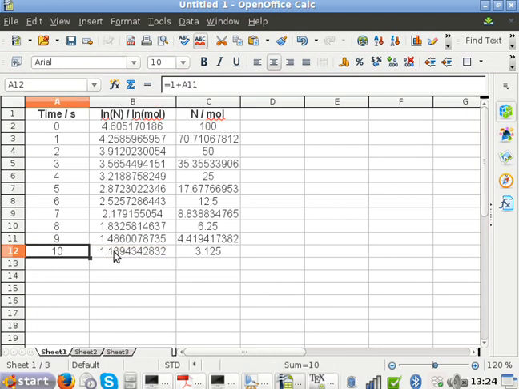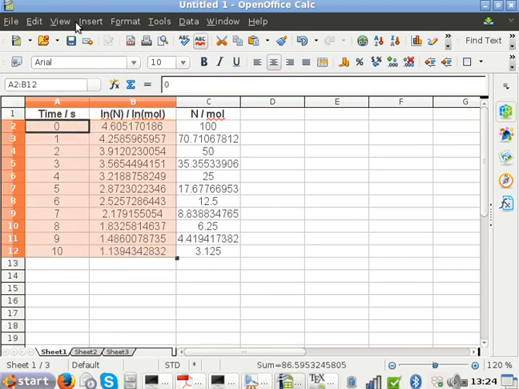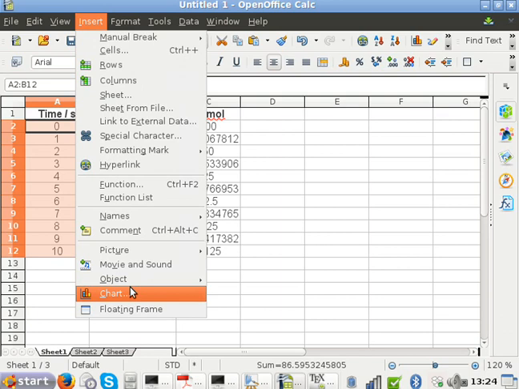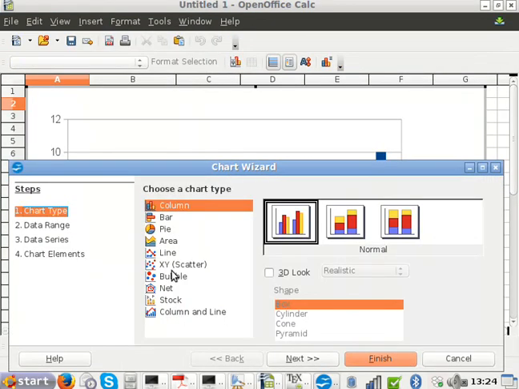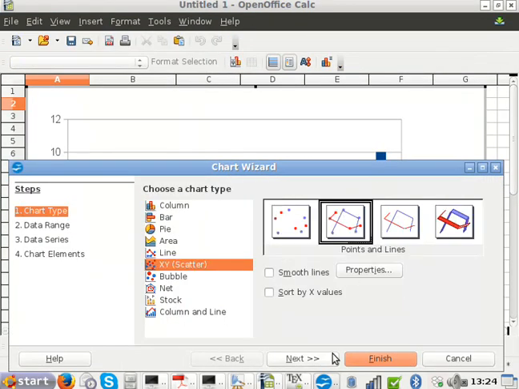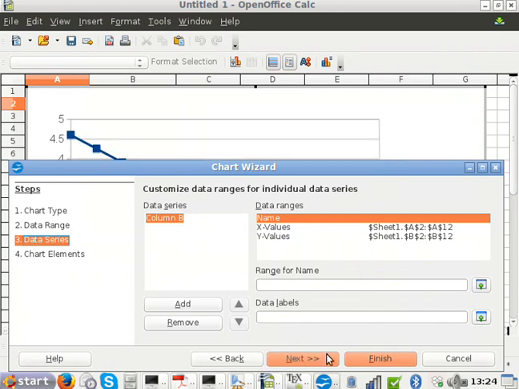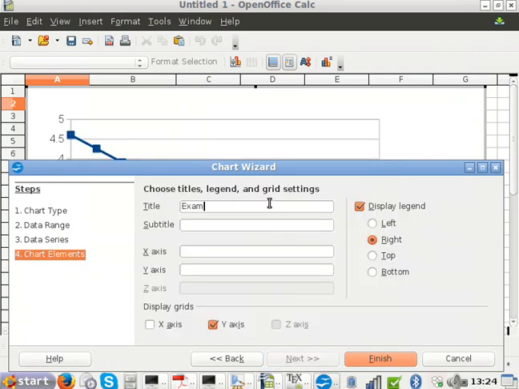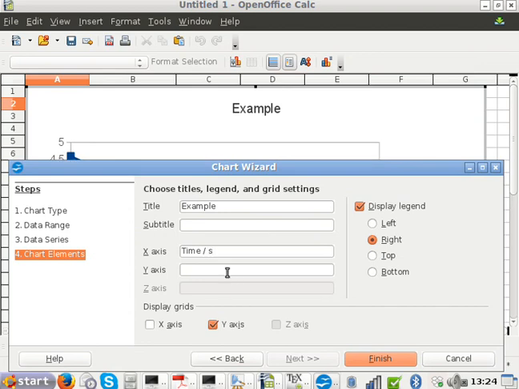Okay, so now let me graph this. See what I get. So I have my scatter with my points. Okay, and I'll call this one example again, and it's time in seconds, and the y-axis this time is log the number of atoms, and the unit here I will be using log moles.